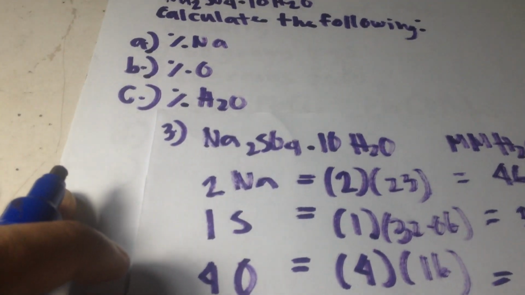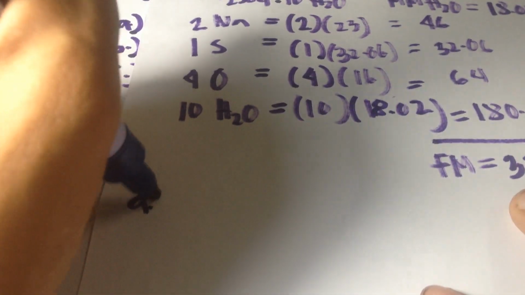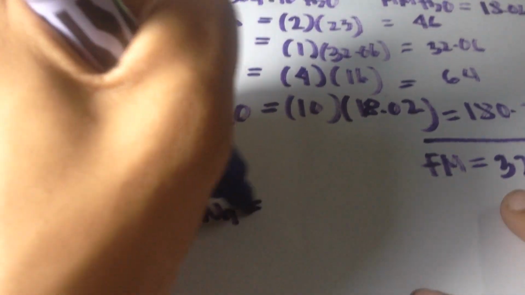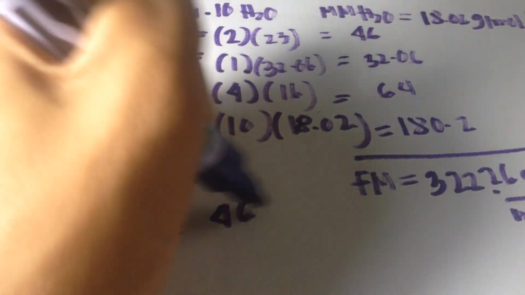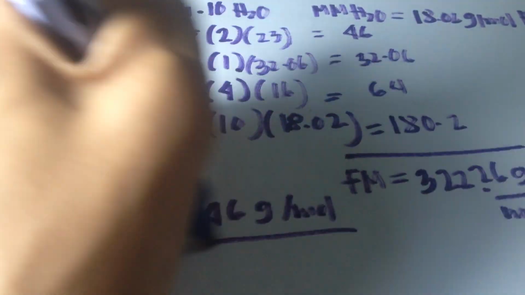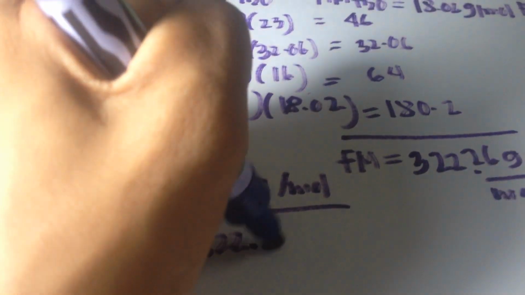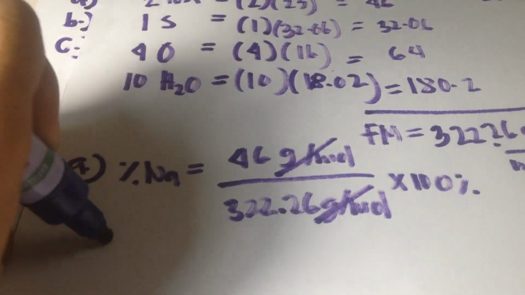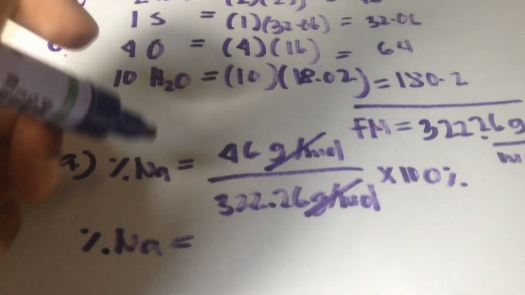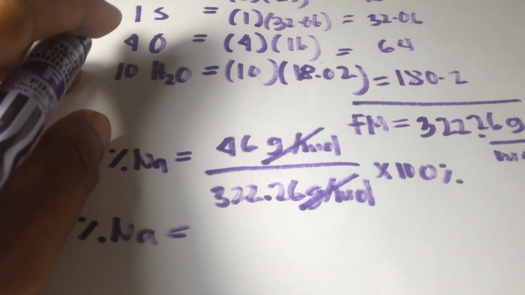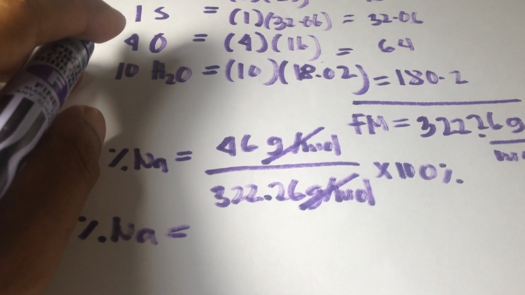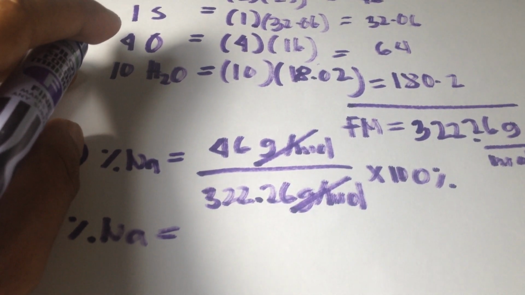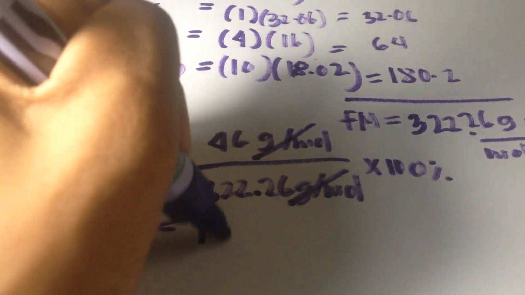So you need to find the percent of sodium. In letter A, percent of sodium is equal to 46 grams per mole over 322.26 grams per mole times 100%. So cancel out grams per mole. Percent of sodium is 46 divided by 322.26 times 100%, which is 14.27% of sodium.